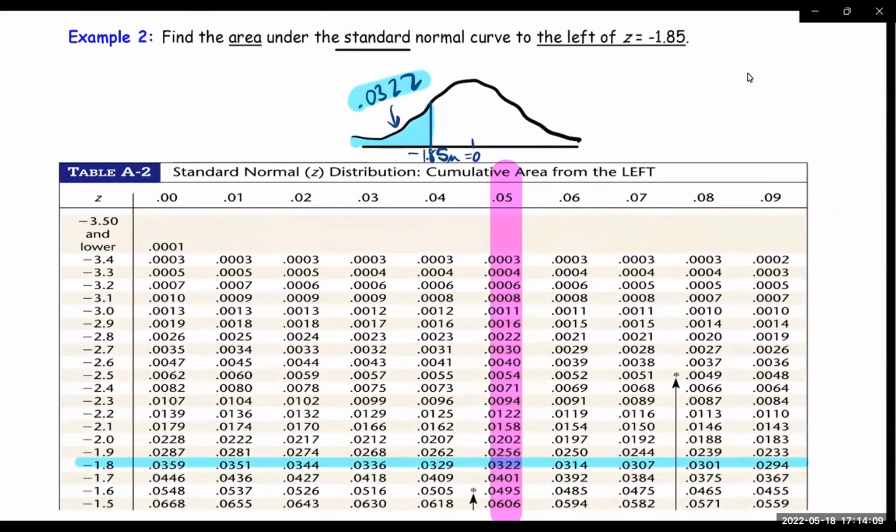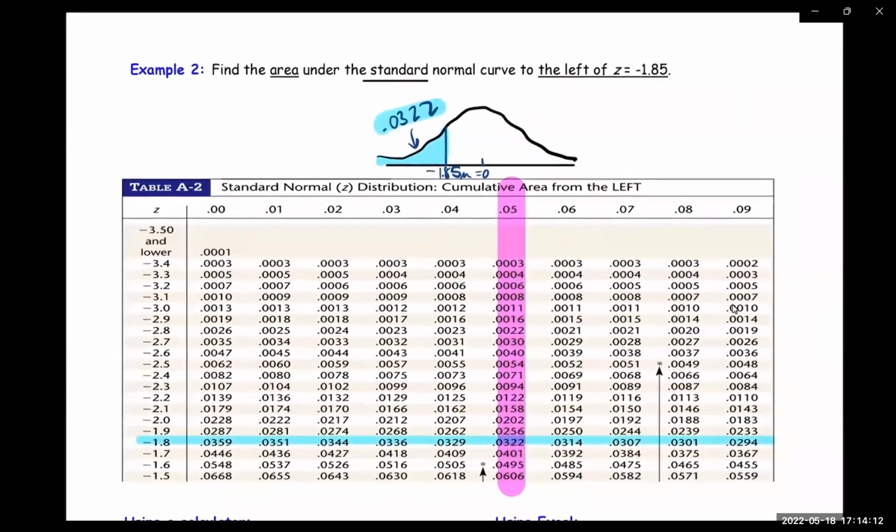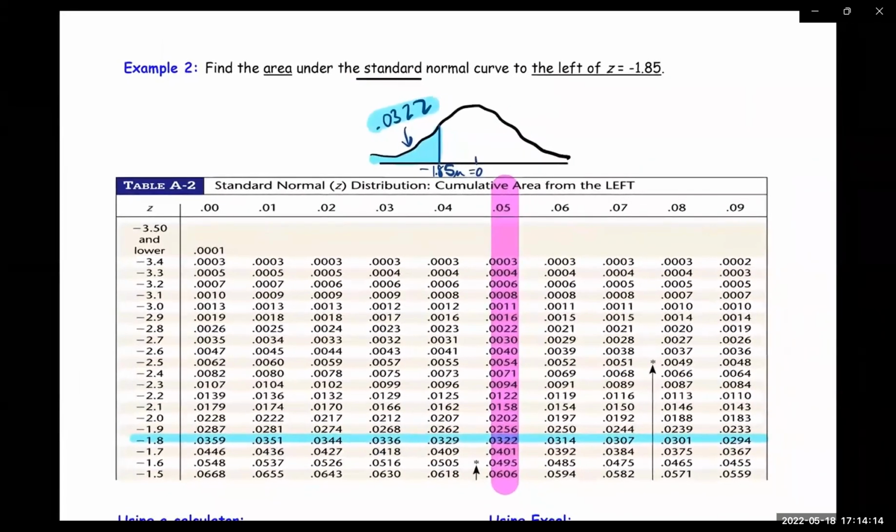So that's how you use the table. Let me put the table in the chat so that you guys will have it. All right, this is math 120. Where did I put it? I think I put it under notes. Yeah, here it is. You should see it in the chat room.